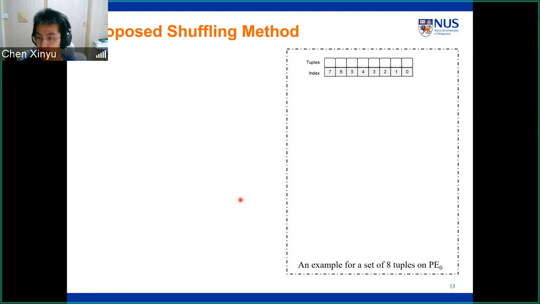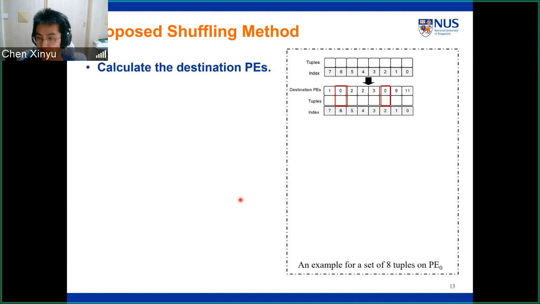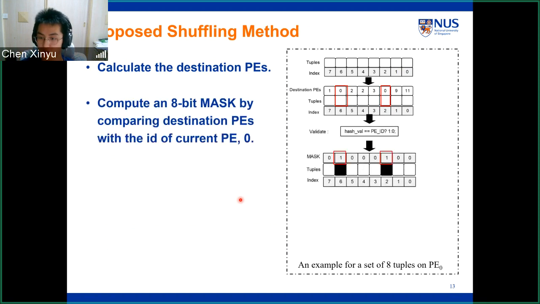Let's say we have 8 tuples with their index here, and we first calculate their destination PEs in parallel. Then we compare their destination PE with the current PE ID to see which tuples need to be processed by the current PE. Let's see the tuples at index 6 and index 2, they have destination PE 0, right? The current PE is 0, so they are matched. Then we correspondingly mark them as tuples to be processed. Others, we just mark as 0.